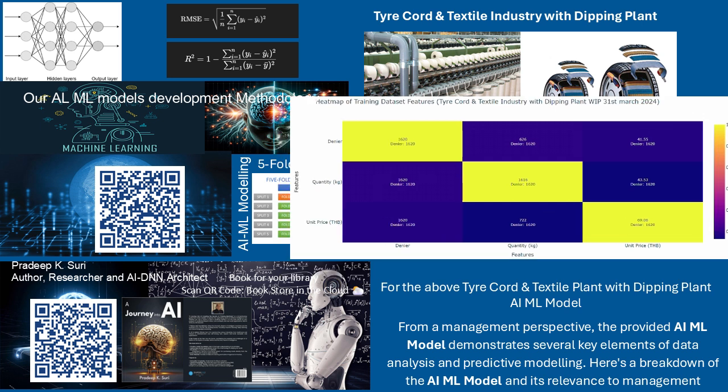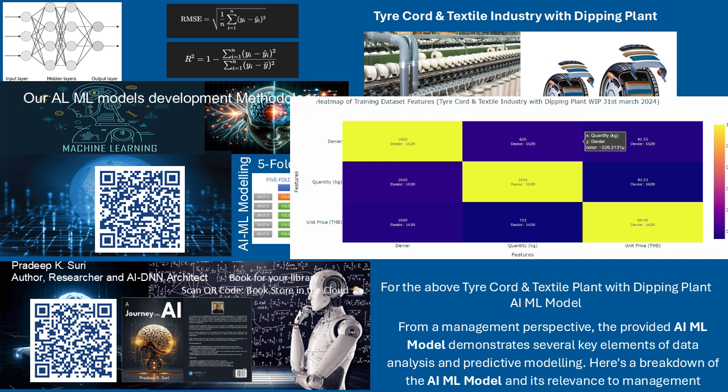Heat map content, training data set, WIP. The heat map visualizes the correlation matrix of a training data set related to the tire cord and textile industry with a dipping plant. The data is a work in progress, WIP, as of March 31, 2024. Key features: the heat map considers three features, denier, quantity in kg, and unit price in THB.